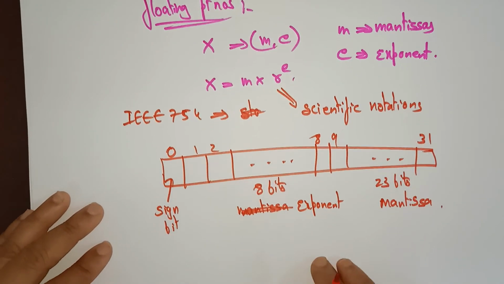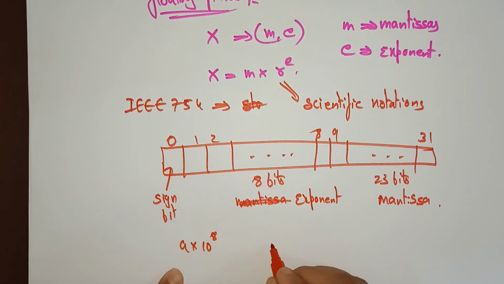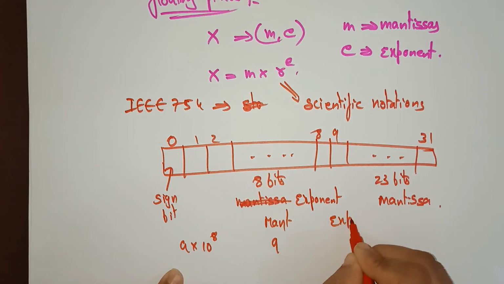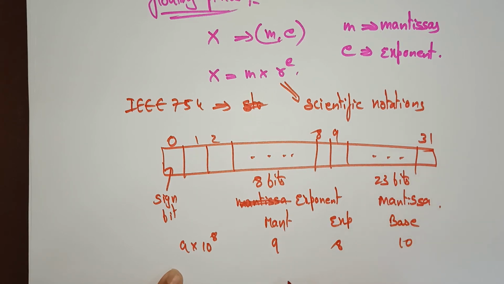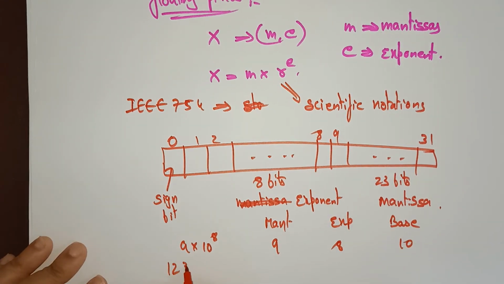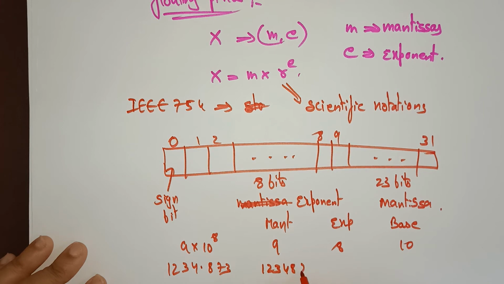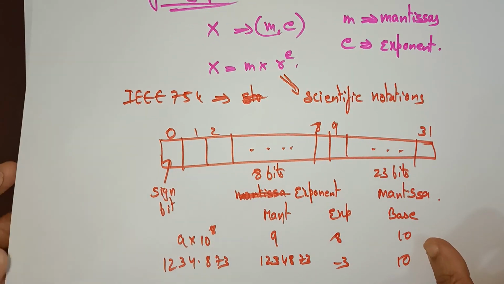Okay, so if you take any number, suppose 9 into 10 power 8, here 9 is the mantissa, the exponent is 8, and the base is 10. Suppose you take a number like 1234.873, the mantissa is the complete number 1234873, the exponent is minus 3, and the base is 10. So this is just a floating point representation.